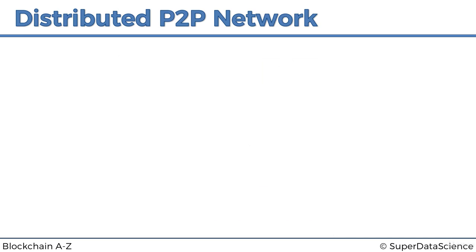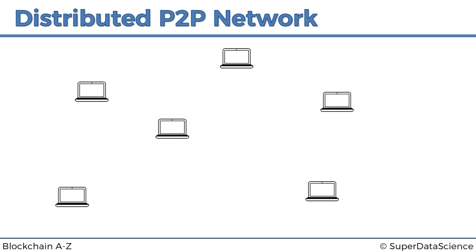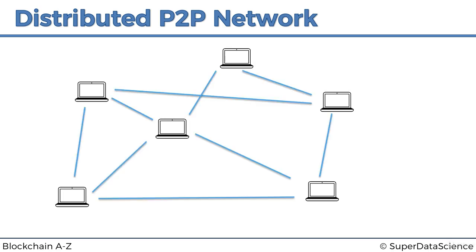So let's have a look. In a distributed P2P system, we've got lots of computers, and they're all interconnected. Ideally, the more they're connected, the better. But of course, you can't be constantly connected to everybody at the same time. And some computers further away are going to be connected a bit less to each other and so on. But through the network, everybody is interconnected.